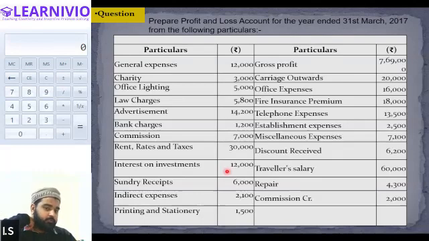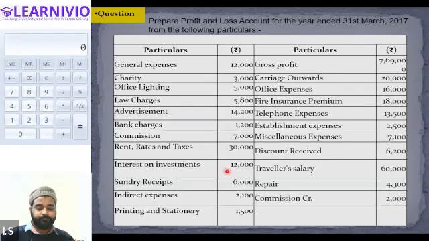Peer is saying, sorry, whether indirect expenses will be given in the question or whether it is already calculated in the trading account. So Peer, first of all, indirect expenses are always given in the question. Secondly, indirect expenses are not recorded, nor shown, in the trading account. So indirect expenses are related only to the profit and loss account. Okay.